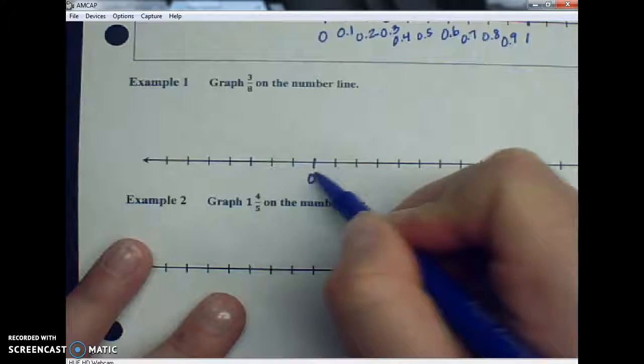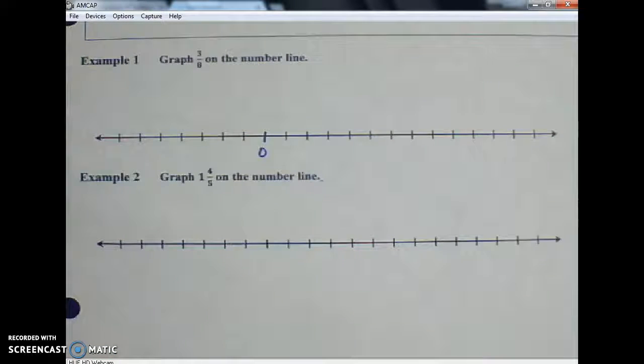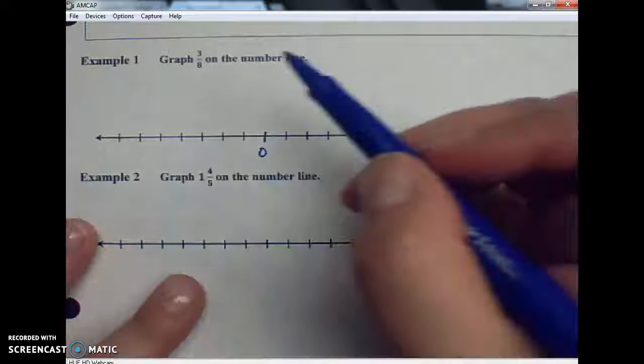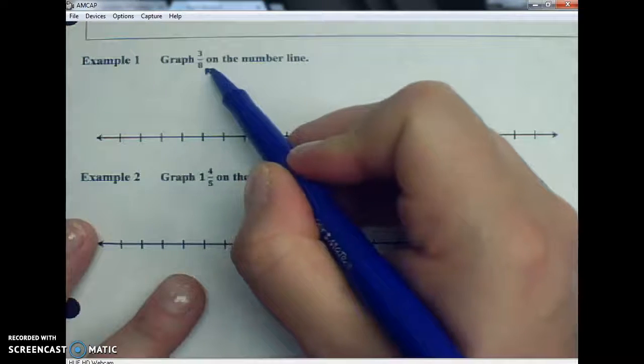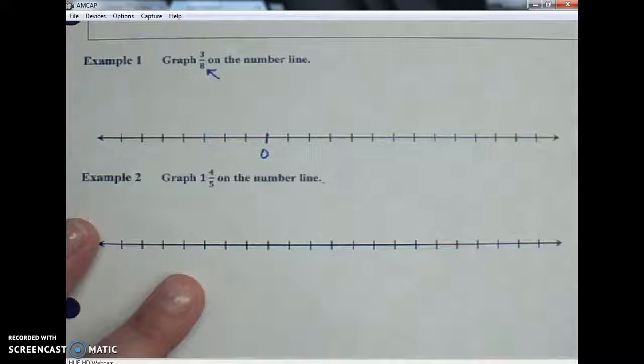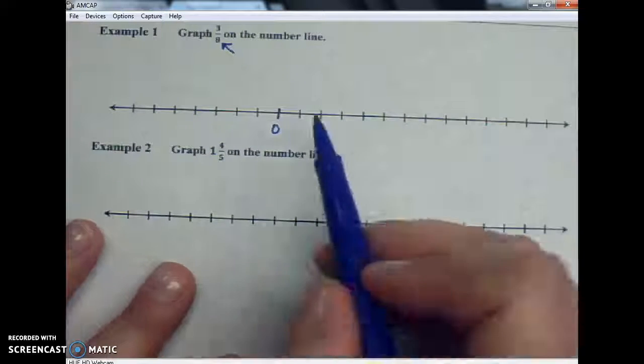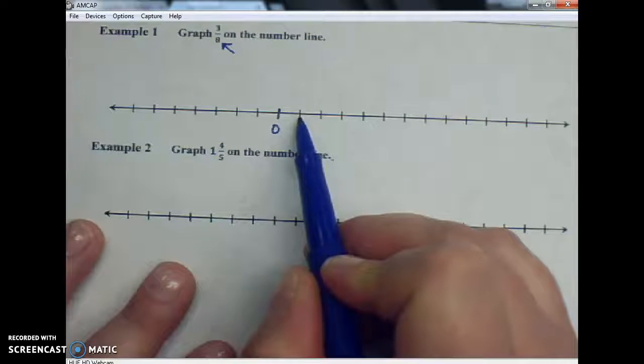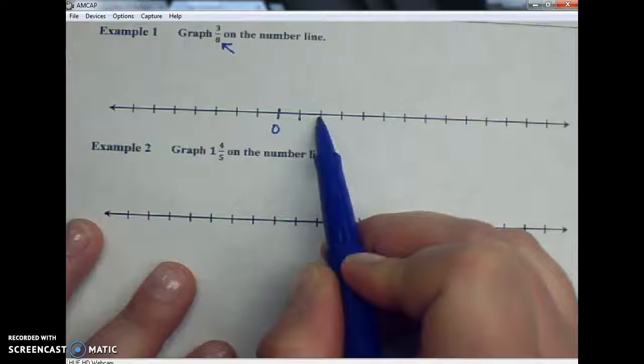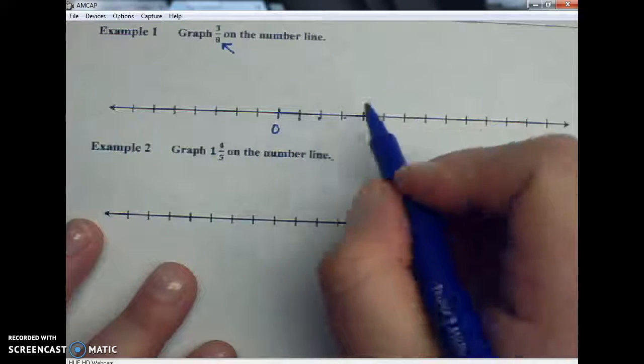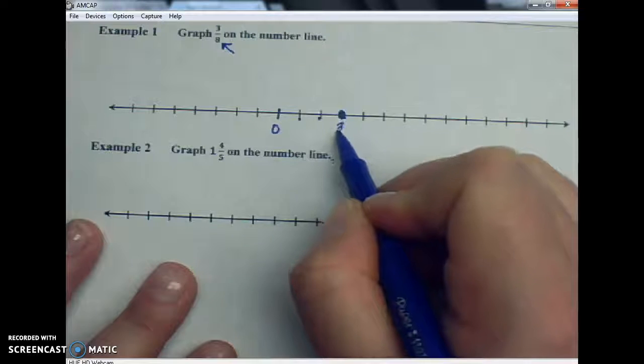So I'm going to put 0 on my number line. And because it's 3/8, I know I'm going to have 8 equal parts. That denominator tells me my equal parts. So on my number line, I can just count 1/8, 2/8, 3/8. So I'm going to put a dot on my 3/8 and label it 3/8.